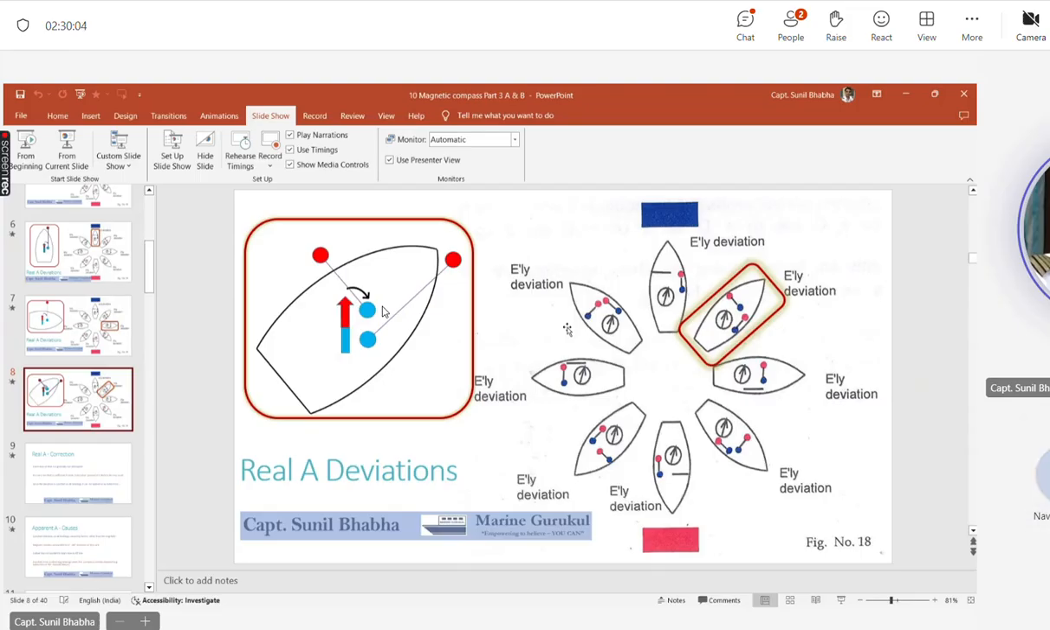Sir, in one of the lines it was written lubber line not parallel to ship's fore-and-aft. What do we call a lubber line?